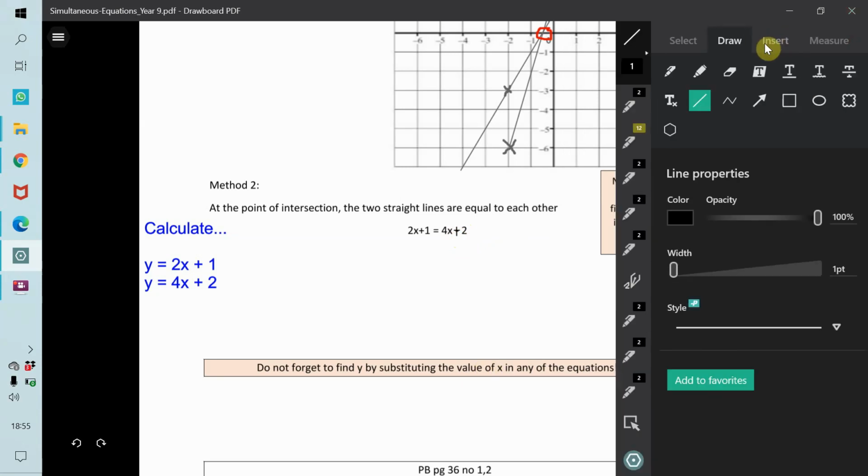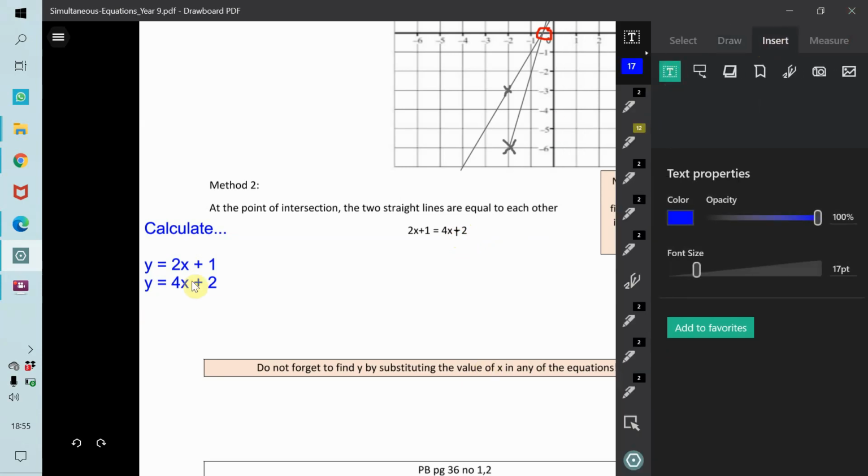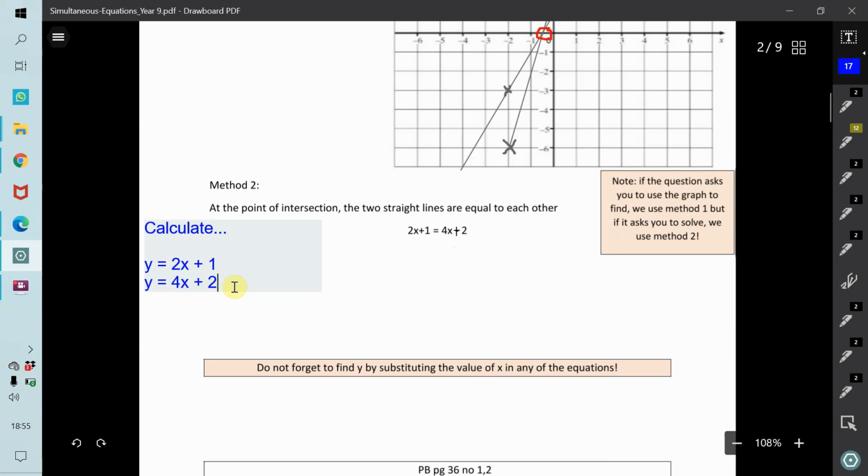So, what are you noticing? I wrote them underneath each other for a specific reason. The y's are the same. So if the y's are the same, automatically these two must be the same because they are referring to the same letter, to the y equals. So we can automatically say that 2x plus 1 is equal to 4x plus 2.